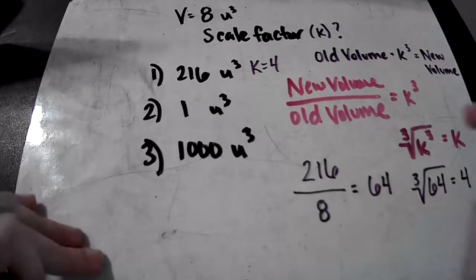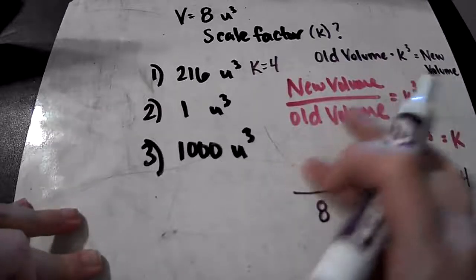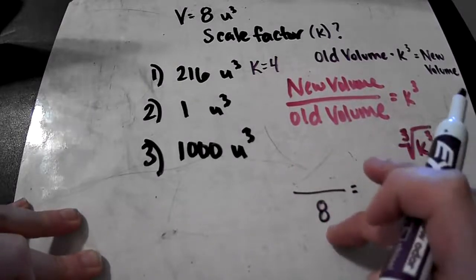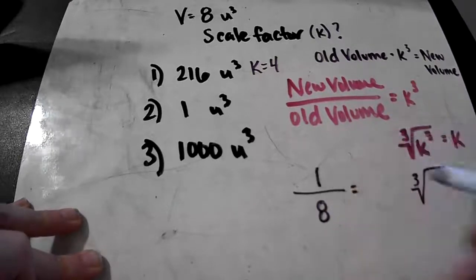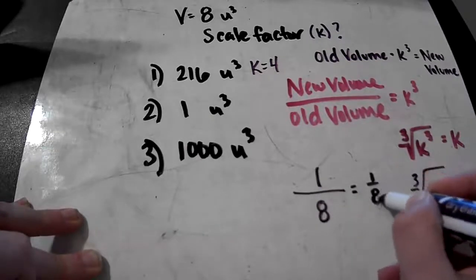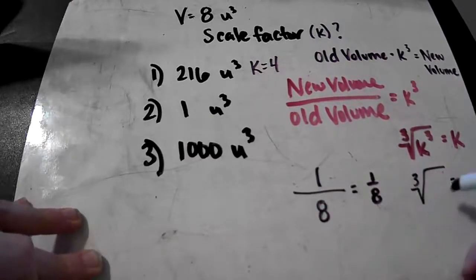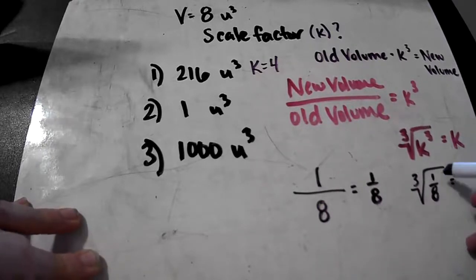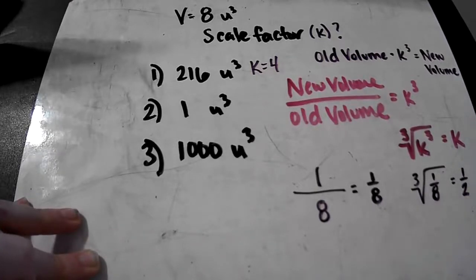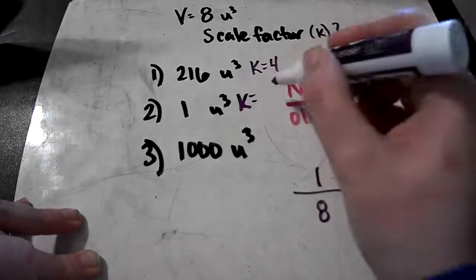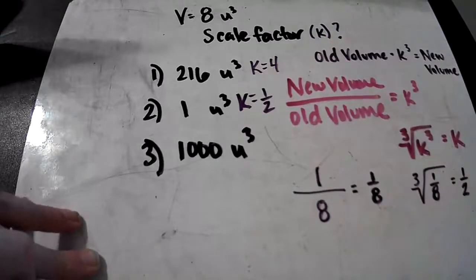Okay, so now we're going to do the same thing on number 2. On number 2, our original volume is still 8. Our new volume was 1, so I'm going to do 1 divided by 8, right? Which is going to give me the fraction 1/8. When I do the cube root of 1/8, the cube root of 1/8 is going to give me 1/2, or 0.5. So on number 2, our scale factor, k, should be 1/2, or 0.5.